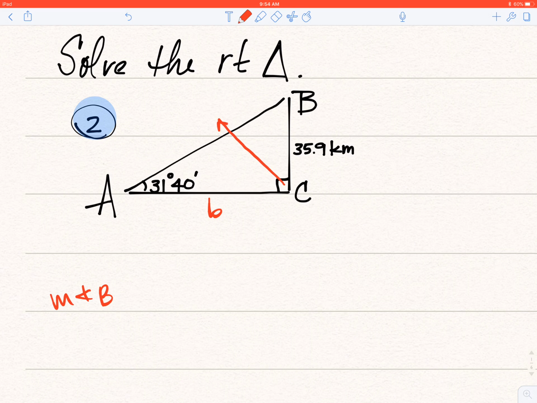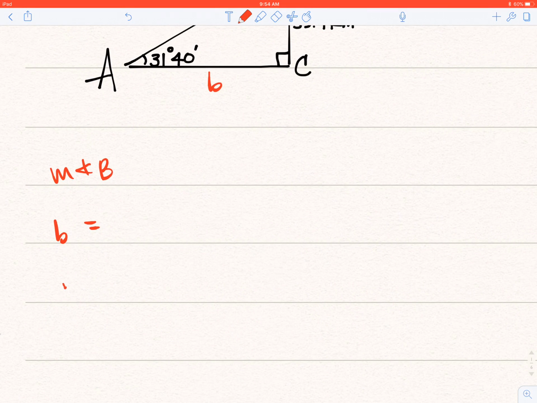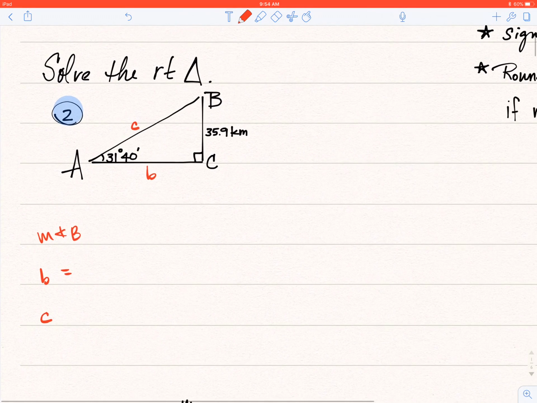This right here is angle C, and opposite that is going to be lowercase c, which would mean that this guy right here would be lowercase a, but it has a number, so we don't need that. So I'm looking for side B, and I'm also looking for side C. These are the three things that I need.